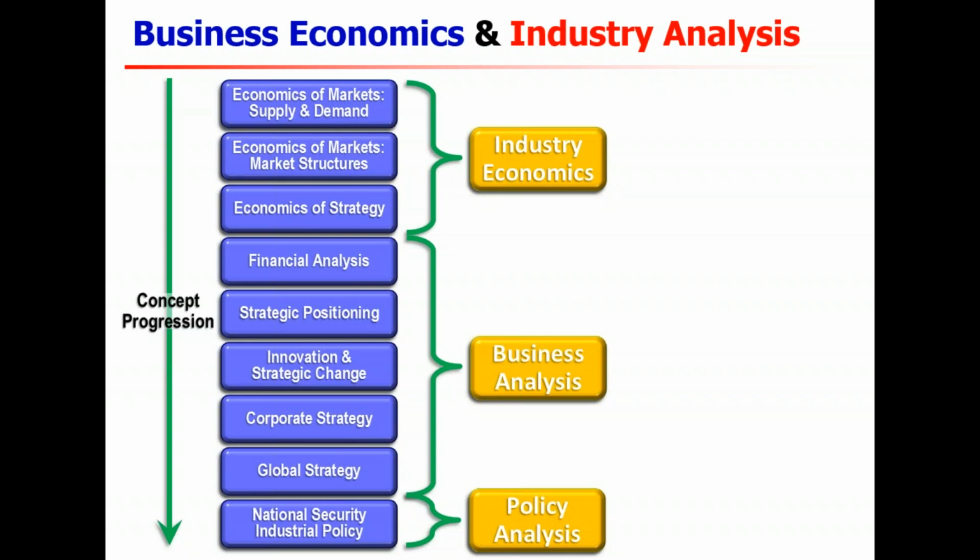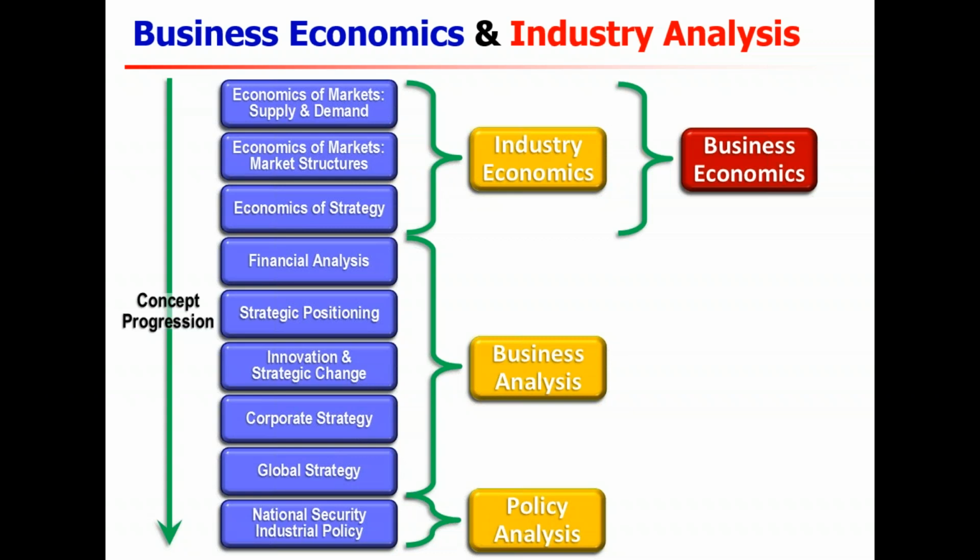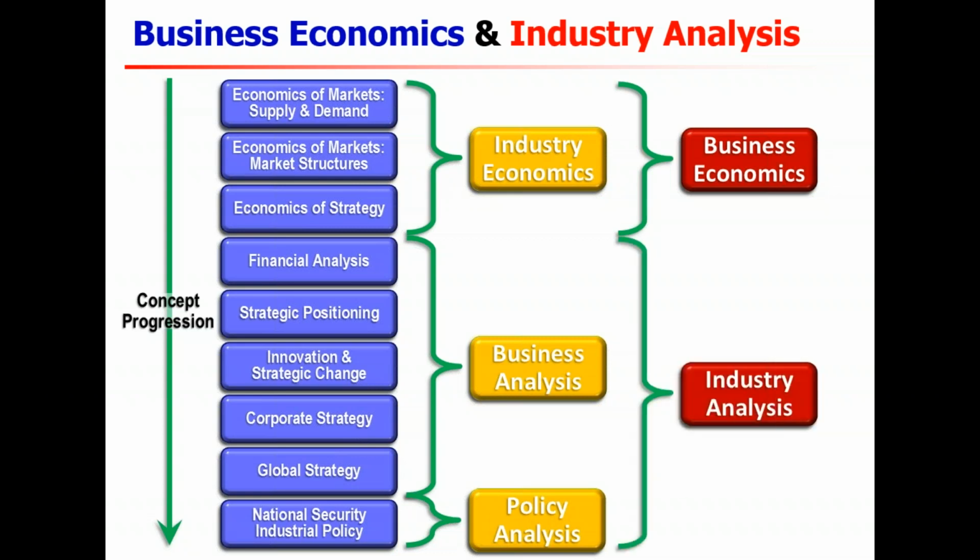And then the last part is about the idea of, okay, what do we do about it? Right? What do we do from a policy perspective to make sure that, given the industry economics and the business choices, it's meeting national security needs? And so what we've done is we have 10 sessions in the fall in the business economics course and 25 sessions in the spring in the industry analysis course. So I broke things down along those lines, right?